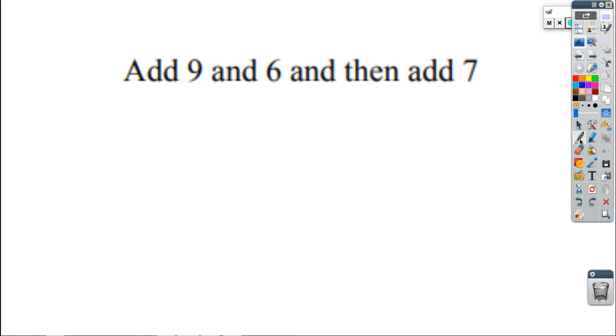Here we have add 9 and 6 and then add 7. So what I'm going to do is add 9 plus 6, and then I'm going to add 7. But remember, if it asks me to do this part first, I'm going to stick some parentheses around it just to remind me to start there.